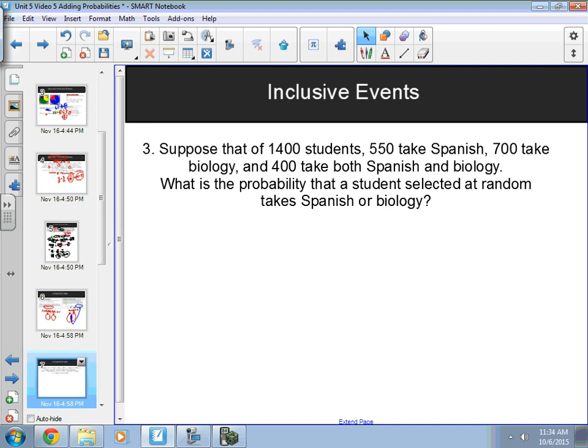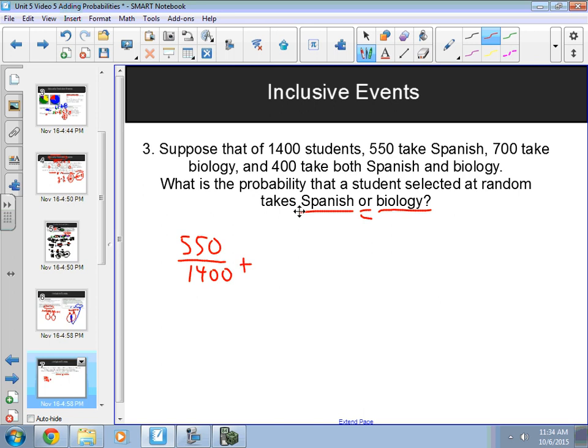Number 3 here says, suppose that out of 1,400 students total, 550 take Spanish, 700 take biology, and 400 take both Spanish and biology. What's the probability that a student selected at random takes Spanish or biology? So we can see it's an or question, meaning we're going to be adding. What's the probability someone takes Spanish? 550 out of 1,400. Or means add. Biology, we can see pretty easily it's 700 out of 1,400, or half the students are taking biology.